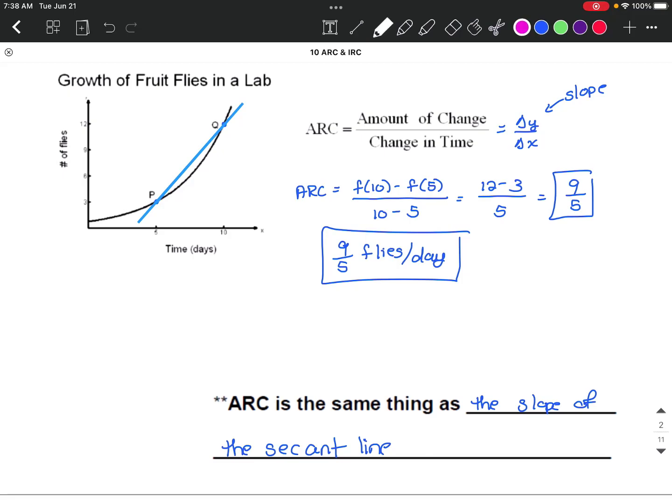So this secant line, if you look at the change in the y's over the change in the x's, the change in the x's, that's this piece here, that's the same as this, which is 10 minus 5. And the change in the y's, that's this distance here, that's the same as this 12 and the 3. But remember, 3 is f of 5 and the 12 was f of 10. So that's why it was f of 10 minus f of 5.